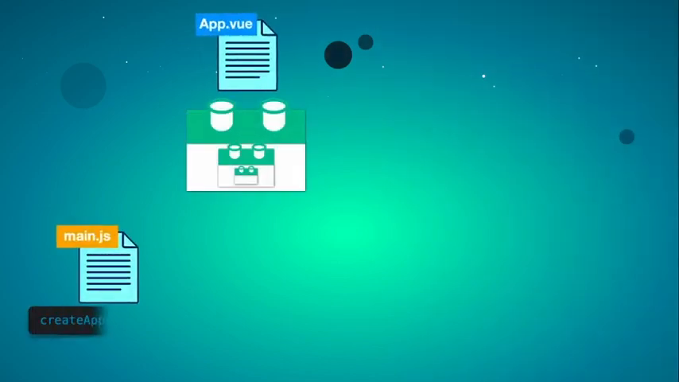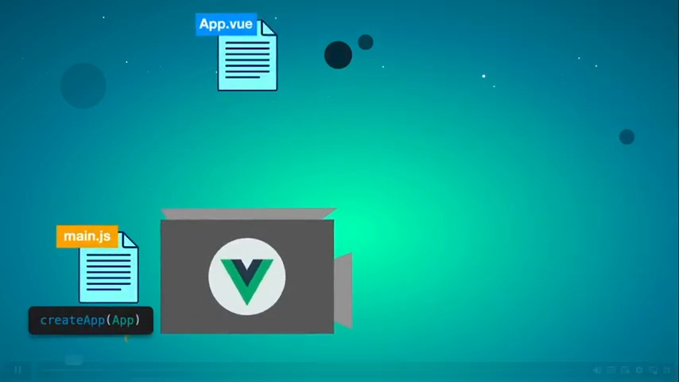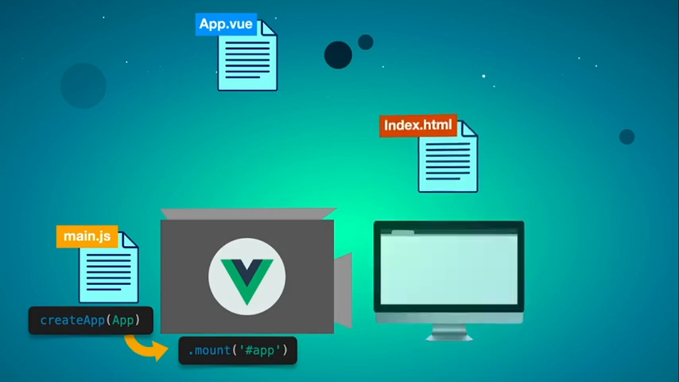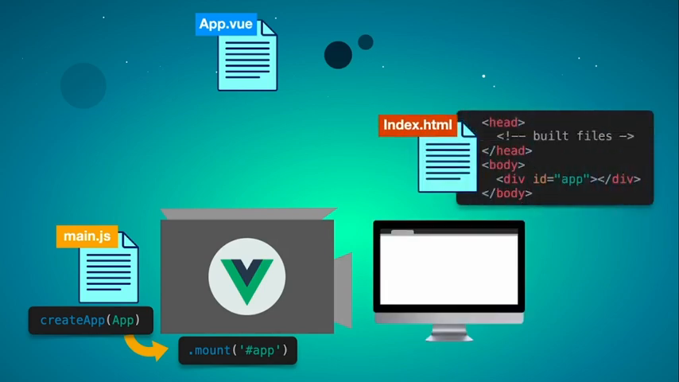Earlier in the course, we looked at how our app is created and mounted to the div with the ID of app, meaning all of our application code lives in the index.html file, where the build files will be auto-injected.